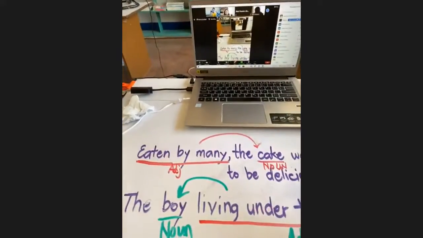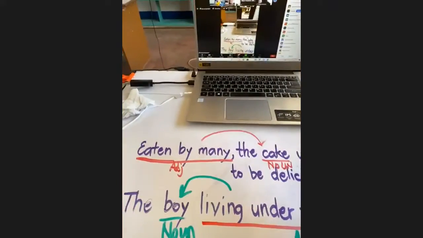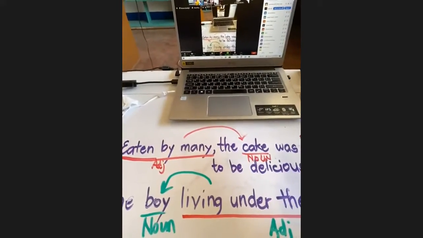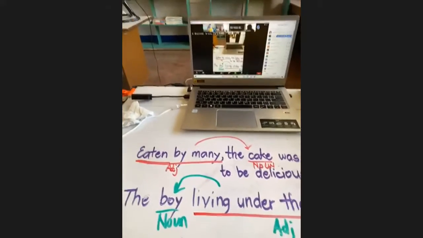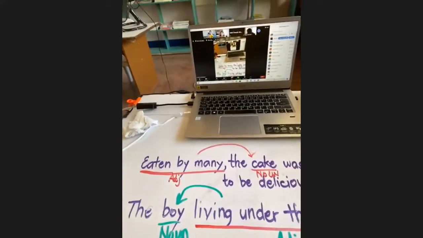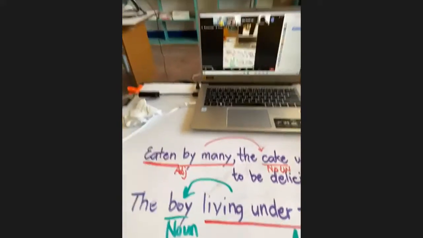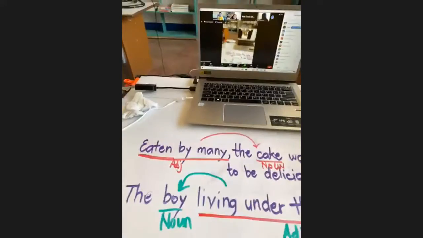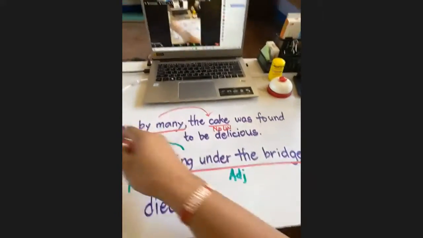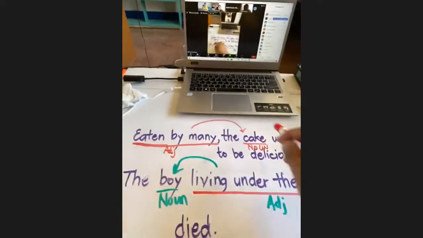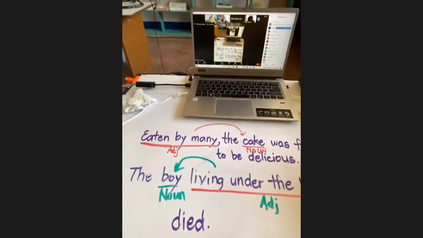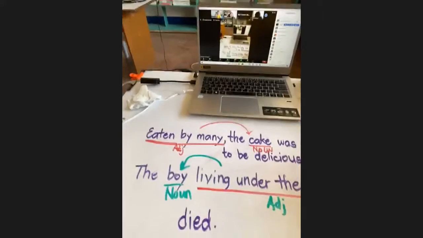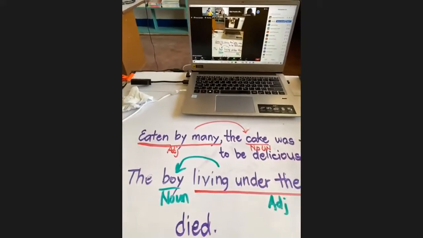You can have a sentence that says, "The wounded dog died. The beaten wife filed a case." Wounded, beaten are single word past participles, and they both modify their respective noun headwords. So they function as past participle adjectives. You can even restructure this first sentence: "The cake eaten by many was found to be delicious." And still, eaten by many there functions as an adjectival past participial phrase. Questions?